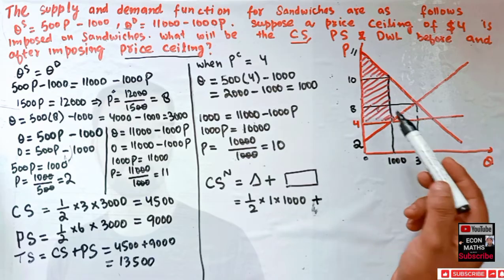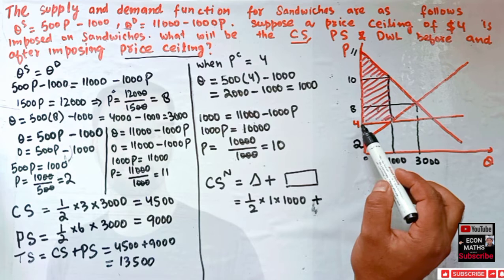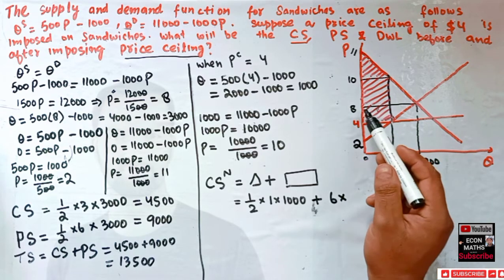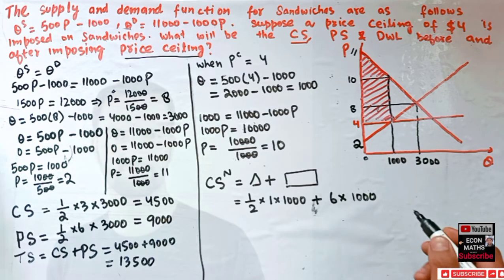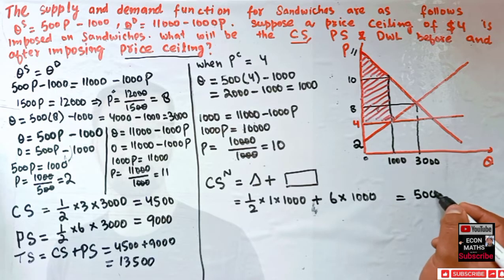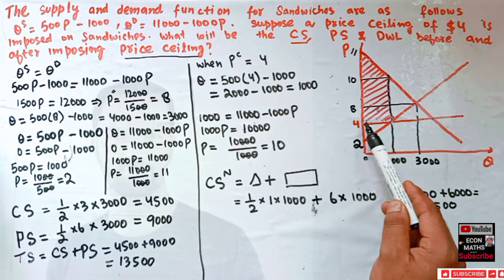Area of a rectangle is simply length into breadth. So 10 minus 4 is 6, which is the length, so I will write 6 into breadth, which is 1000. This comes out to be 500 plus 6000, which is equal to 6500. So this is our new consumer surplus after the imposition of the price ceiling of $4.